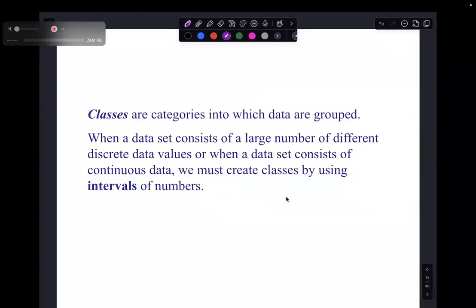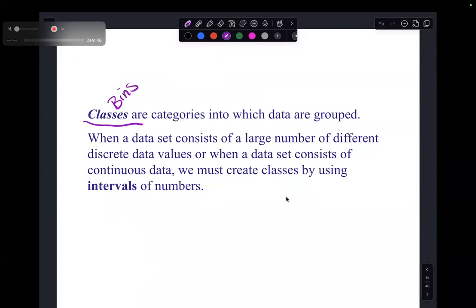So I kind of already mentioned this. Classes are categories in which the data are grouped. We also call these bins. Excel calls them bins. So when we're using continuous data, we create intervals of numbers. We're going to create ranges of numbers that fall in those categories or classes. And there are very specific ways that we do this. There's the way that our textbook tells us to do it, and there's the way that I do it that I like better, and you can decide what you want to do, but I like mine better.